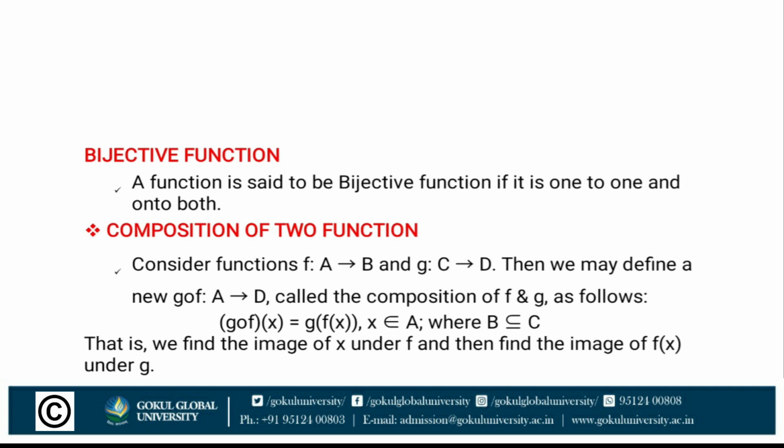Then composite of two functions. If f from A to B is a function and g from C to D is another function, then we may define a new function from A to D, called the composition of f and g, as follows: g composed with f of x is g of f of x. That is, we find the image of x under f, then we find the image of f(x) under g.